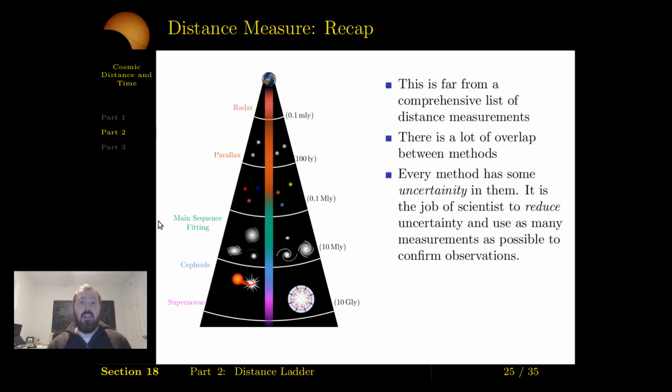So we as scientists want to reduce uncertainty as much as possible. And so we use as many techniques as we can to confirm distances and repeat our observations. And through that, we've gotten to the scales, the size of the universe.